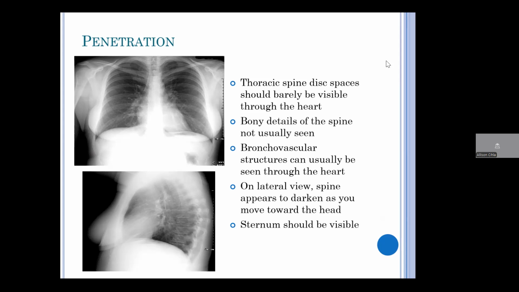On the lateral view, the spine should darken as you move towards the head. You can see that the spinal processes are lighter and then they get darker as you move up. You should also be able to see the sternum.